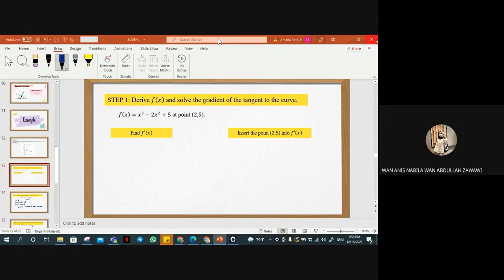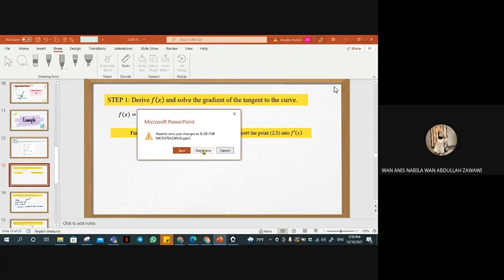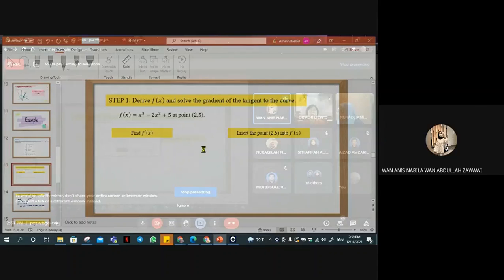Afternoon, Doctor and everyone. Let's continue to the next micro teaching. For the next micro teaching, we will learn about a subtopic of differentiation titled Equation of Tangent and Normal to the Curve. So now I will pass the floor to Teacher Mira.